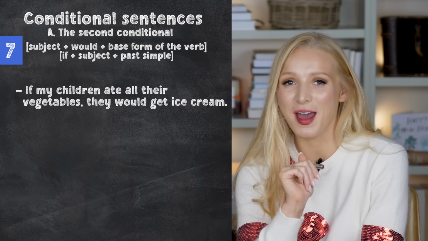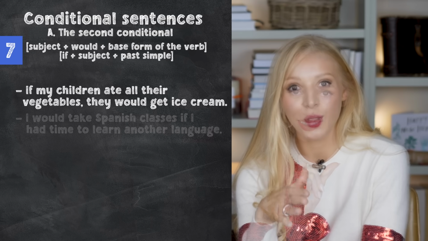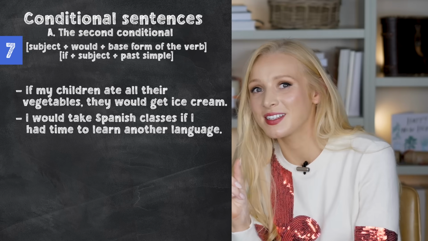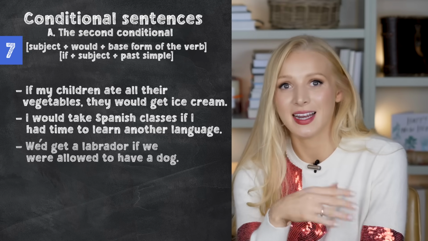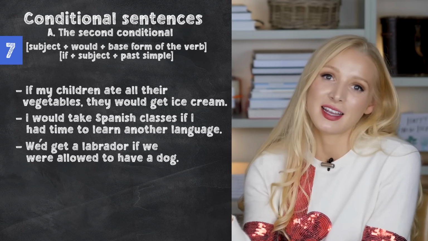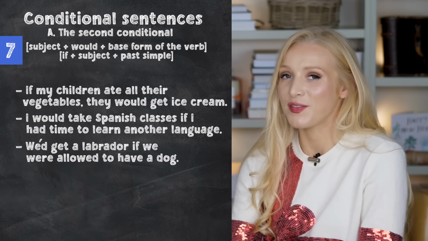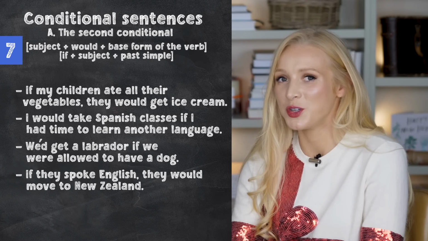We're using a comma there because the if clause comes first. I would take Spanish classes if I had time. The if clause comes second, so there's no comma. We'd get a Labrador if we were allowed to get a dog. I said we'd, the contraction. We would, we'd. If they spoke English, they would move to New Zealand.